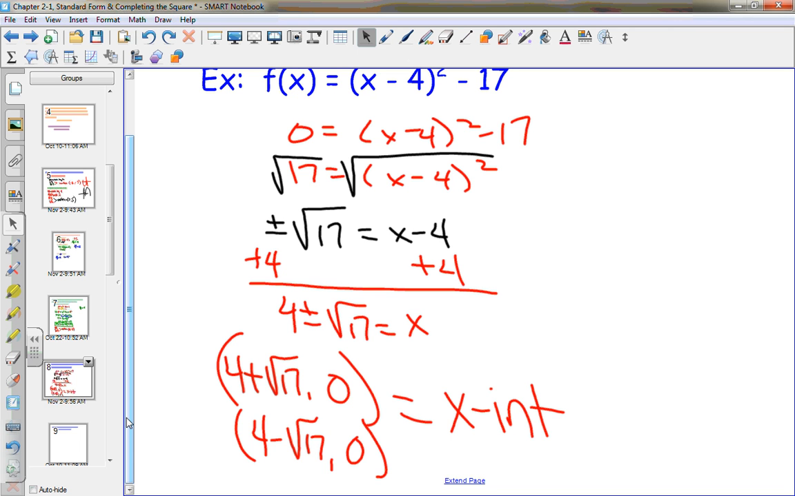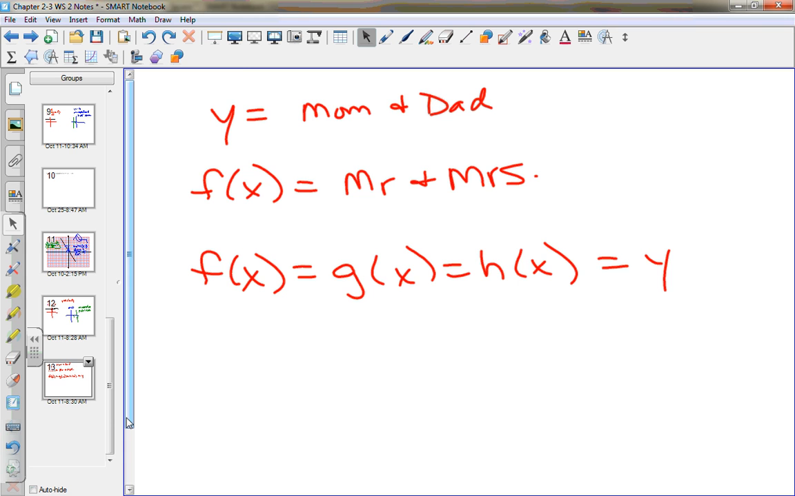Now, when in doubt, what do we do? Cry. Graph it, right? When in doubt, graph it, right? So here we go. We are going to graph it.